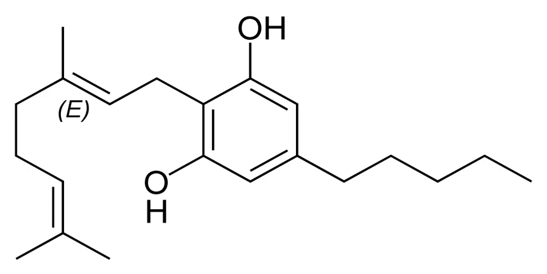Cannabinoid receptor type 1. CB1 receptors are found primarily in the brain, more specifically in the basal ganglia and in the limbic system, including the hippocampus and the striatum.